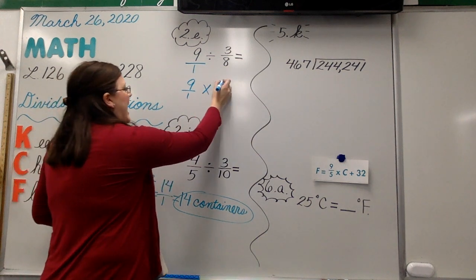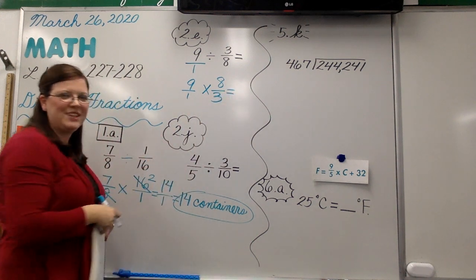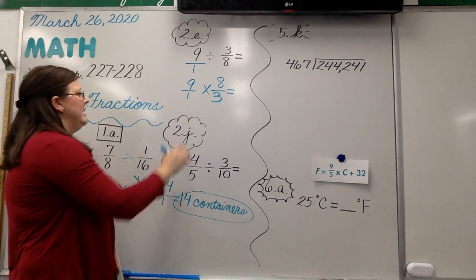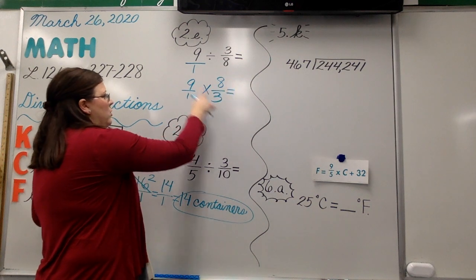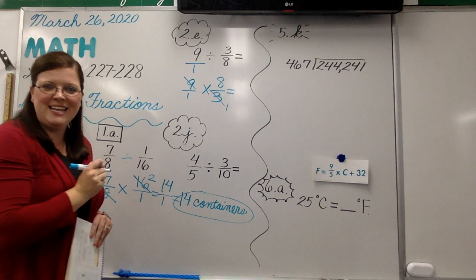3/8 becomes 8/3. A fraction's best friend is what? Cancellation. Look diagonally, 1 and done. Oh, we can divide by 3 here. 9 divided by 3 is 3.